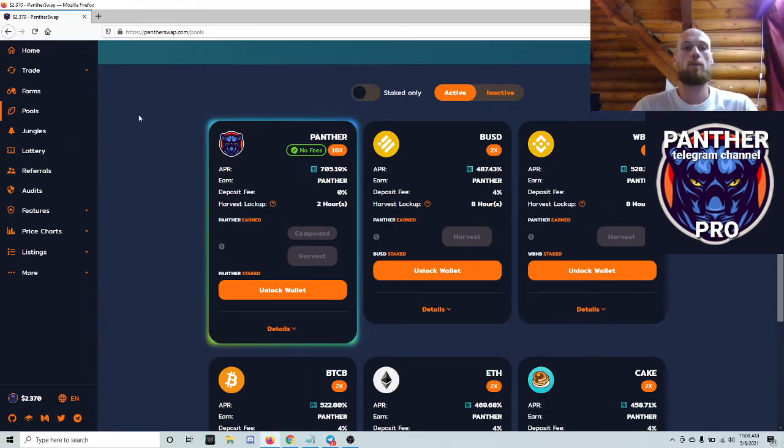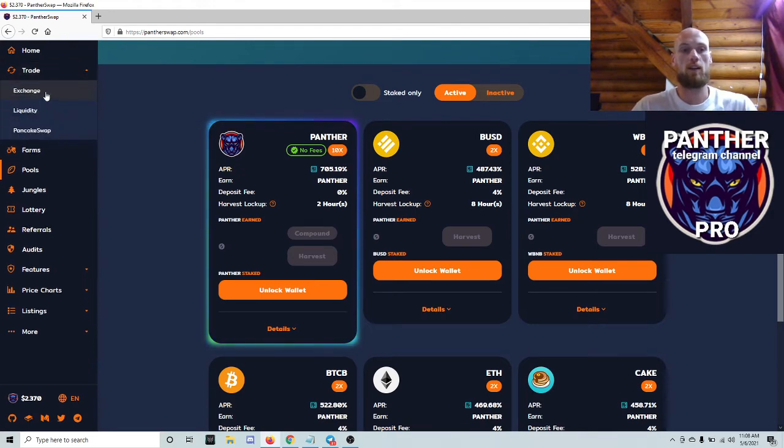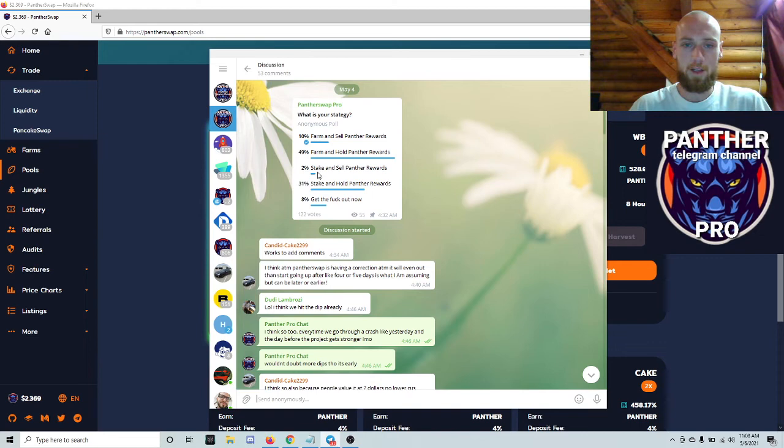If you go to the swap again, the trade, and then exchange, and you have BNB or any of the tokens that they allow you to swap with, you can just buy Panther and hold it, just like you buy Bitcoin and hold it, just like you buy Ethereum and hold it. Now, if you're going to do that, you might as well stake. I don't see why you wouldn't stake. If you're just going to hold Panther, you might as well be earning interest off it. So that's where the staking comes into play. So another option you have when you're looking to invest in something like this is staking.